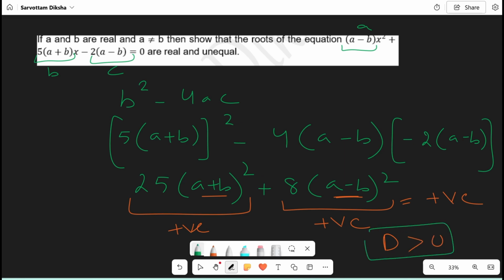And if D is greater than 0, then it has real and unequal roots for sure. And why can't it be 0? You can say, ma'am, a minus b or a plus b can be 0. They have clearly given me a is not equal to b. So both of these two terms are non-zero. So my D can't be 0 either. So it's real and unequal only. So basically if they are asking you for real roots, try making squares. And if the roots are equal, then your D should be 0.